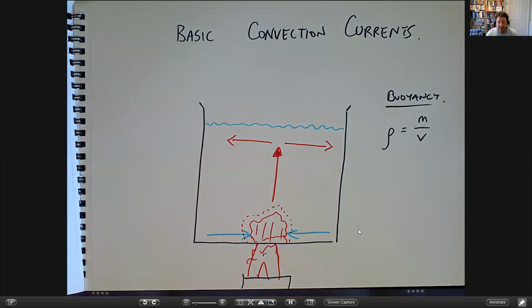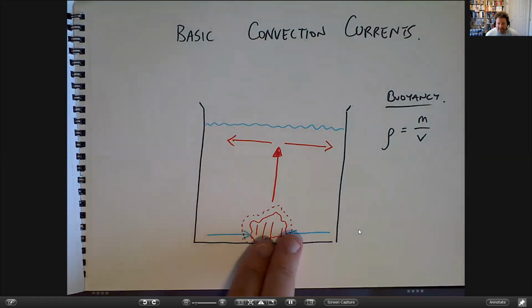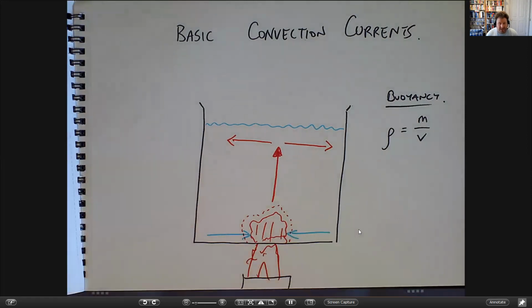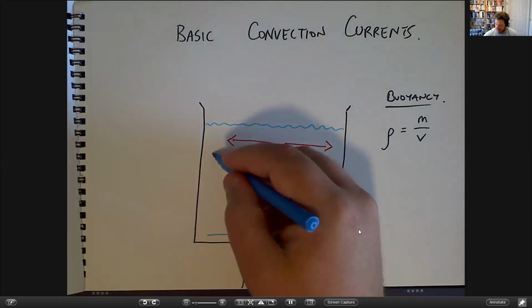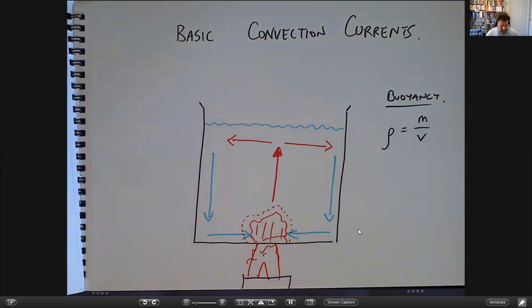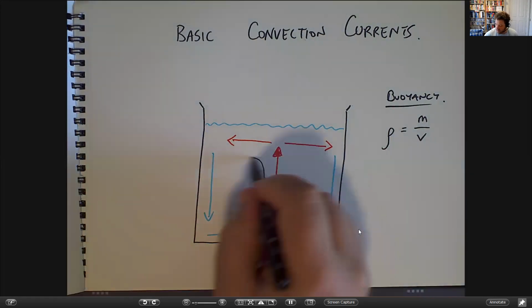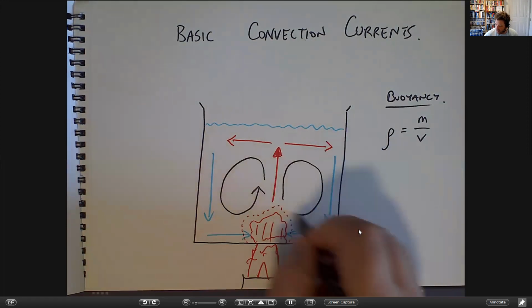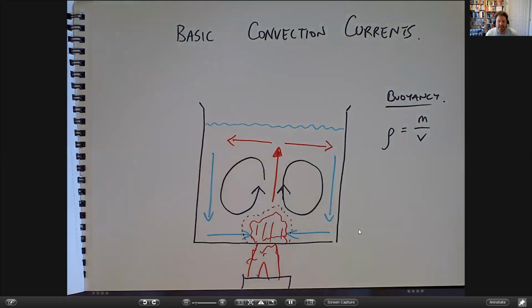So it separates out. And of course, this cold water rushing in from the sides also leaves a gap behind here and here, which means the water from above has to rush in to fill it. And we end up with these circulating currents driven by the heat flow. These things here are called convection currents.